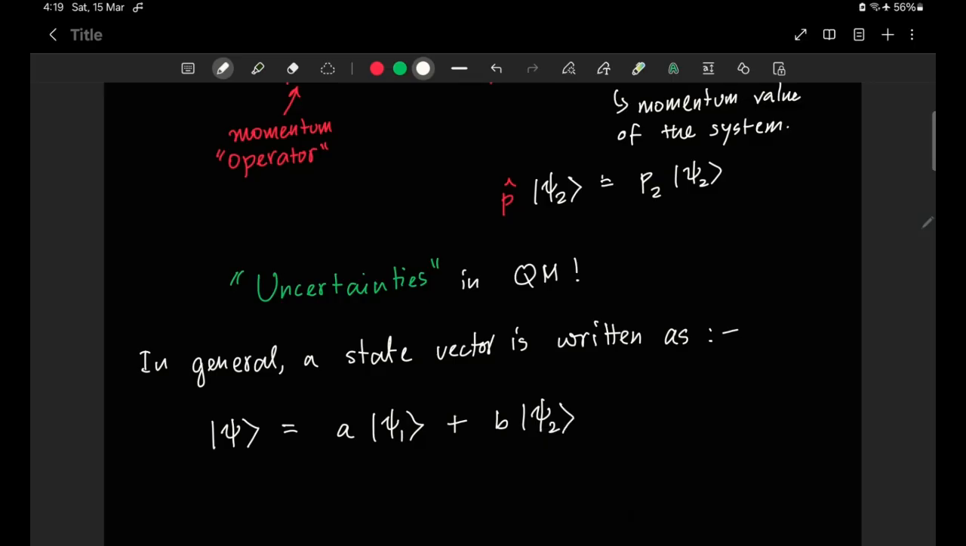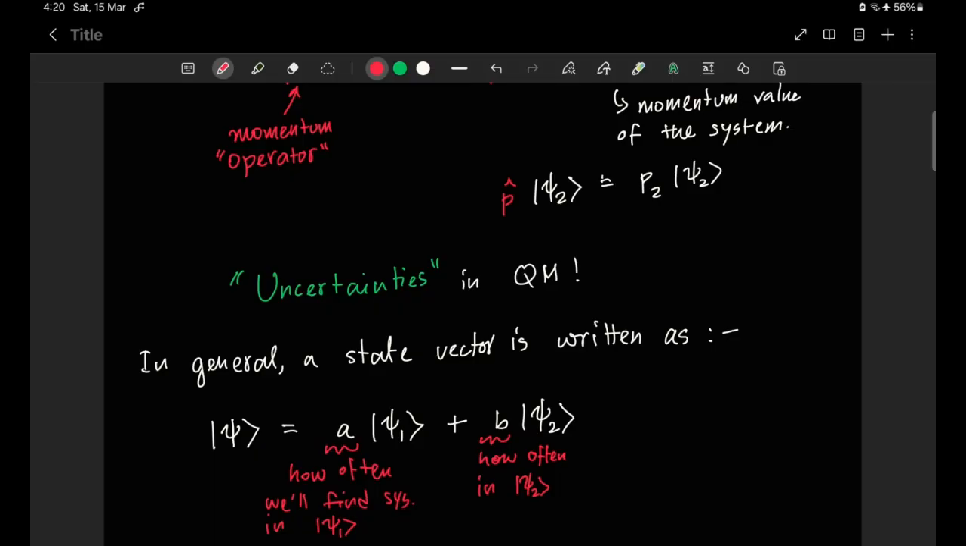Okay, so what are these a's and b's? Well, a represents how often we'll find the system in the state psi 1. B represents how often we find the system in psi 2. Okay, so generally the state of the system is a combination of the two possible states. And also another oversimplification is the fact that we are assuming the system to have just two possible states. In reality, a system can be many possible states.